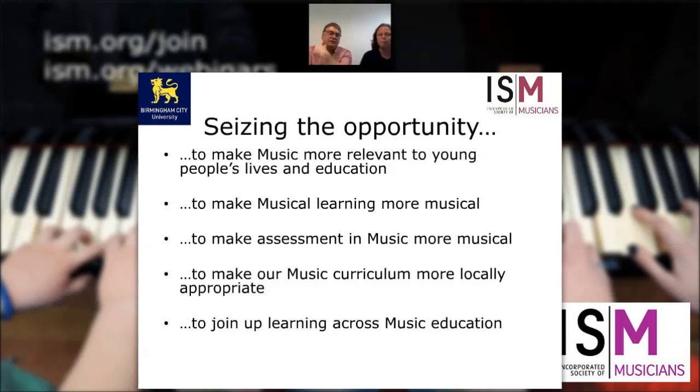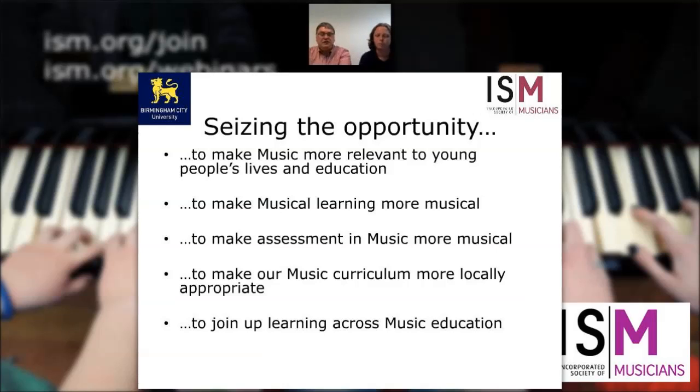We're concerned as well that assessment in music often has a tendency not to be terribly musical. So one of the things we're trying to do is to join up thinking between musical learning and musical assessment, so that everything becomes more musical, which is thoroughly logical, but sometimes it's felt to be a bit lacking.